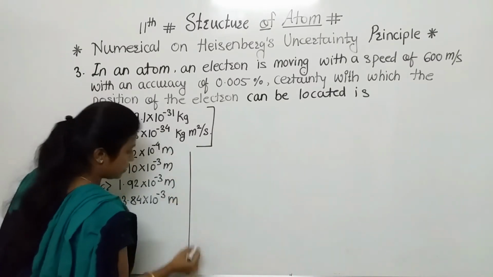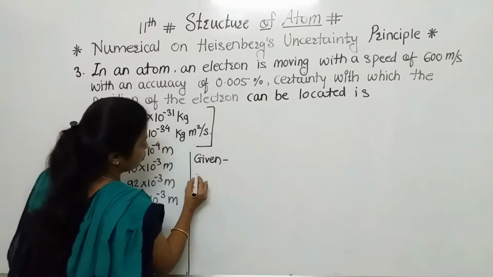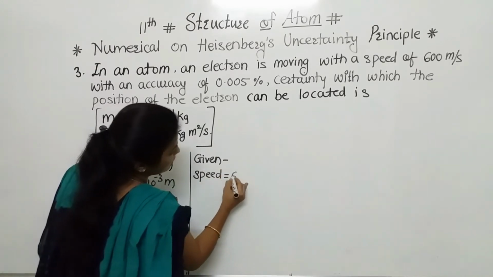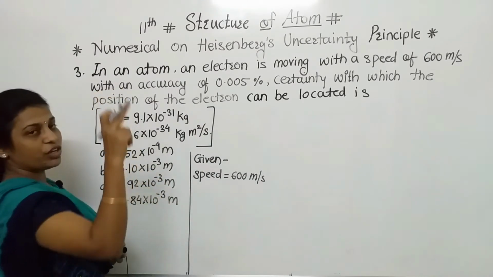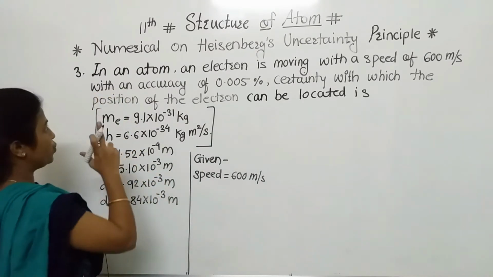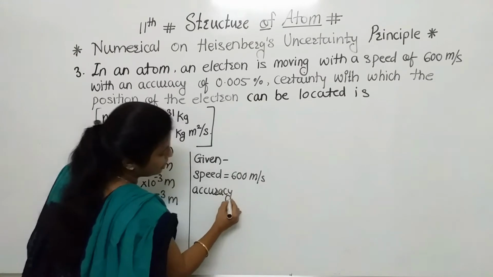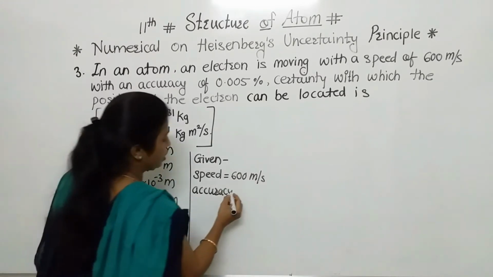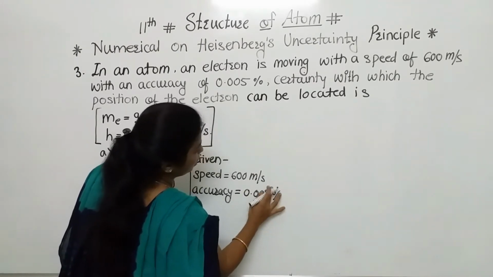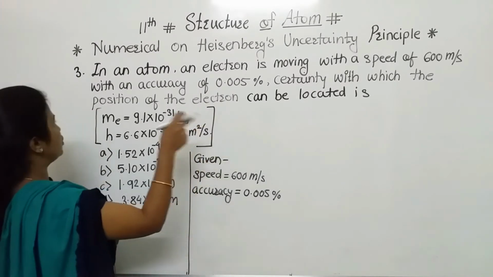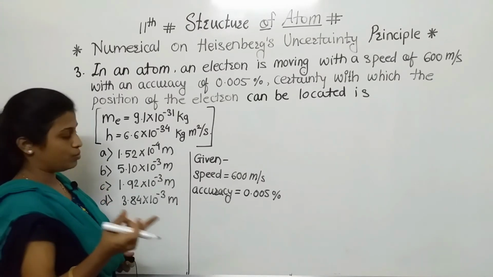Now here we are writing the given data. So what is given? In that, speed is given. Now see here, speed, how much is it? 600 meter per second. So in an atom, the electron is moving with a speed of 600 meter per second with an accuracy. Accuracy is also given. These two terms are helpful to calculate the uncertainty in the velocity or speed. So accuracy is 0.005%. Okay, it is again given in percentage.